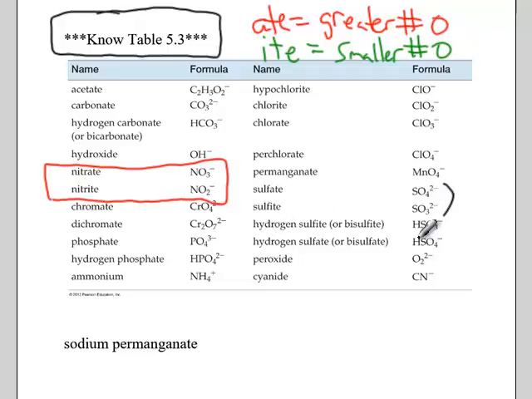If you add a hydrogen in front of that, that just becomes hydrogen sulfite, and the charge changed from -2 to -1. If you add a hydrogen in front of sulfate, it becomes hydrogen sulfate, and the charge also went from -2 to -1. Notice these could also be called bisulfite or bisulfate.